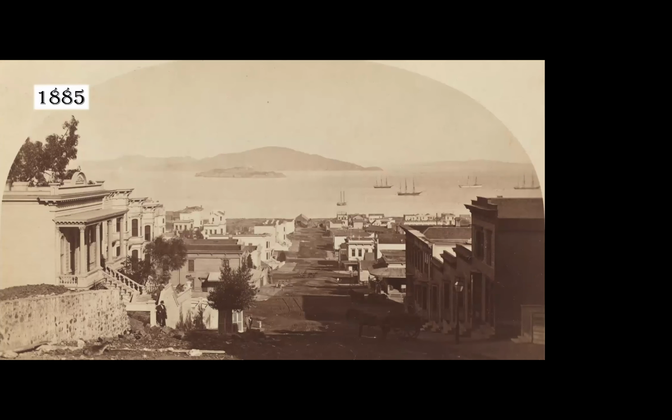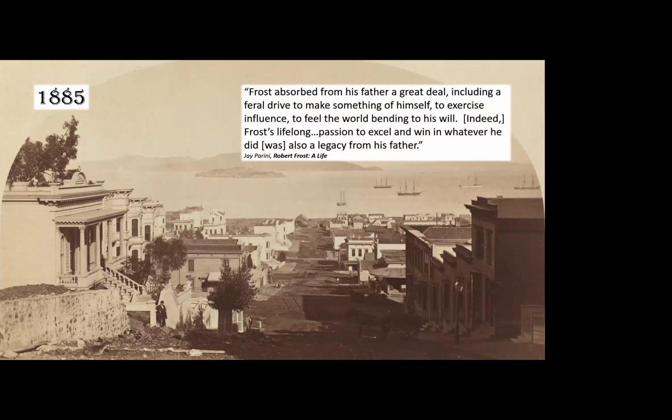In 1885, when Frost was only 11, his father, William, died of tuberculosis. "Frost absorbed from his father a great deal, including a feral drive to make something of himself, to exercise influence, to feel the world bending to his will. Indeed, Frost's lifelong passion to excel and win in whatever he did was also a legacy from his father." That's from the Jay Parini biography.